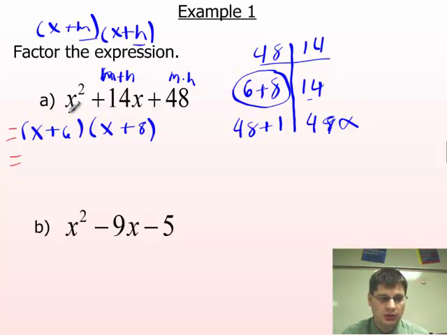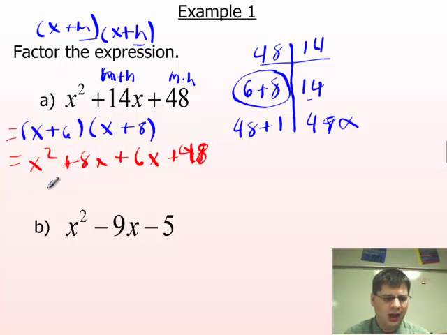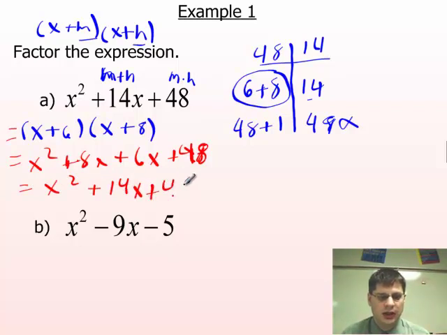So I'm going to check this. I'm going to distribute the x to both terms. So that gives me x squared plus 8x, and now I'm going to distribute the 6x to both terms. So plus 6x plus 48, and I get x squared plus 14x plus 48, and that's what I started off with. So that is indeed my answer. So I box that in.